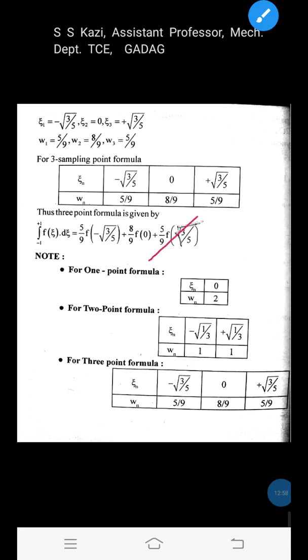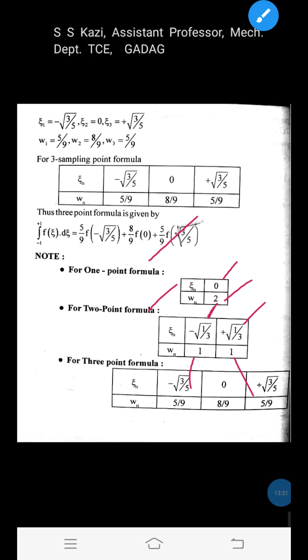The 1 point formula uses only one Gaussian weight and one Gaussian point. For 1 point we have zeta 1 is 0 and W1 is 2. For the 2 point formula, you should use 2 points and 2 weights. The 2 weights W1 and W2 are equal to 1, and zeta 1 is minus root 1 by 3, plus root 1 by 3, that is 0.577.